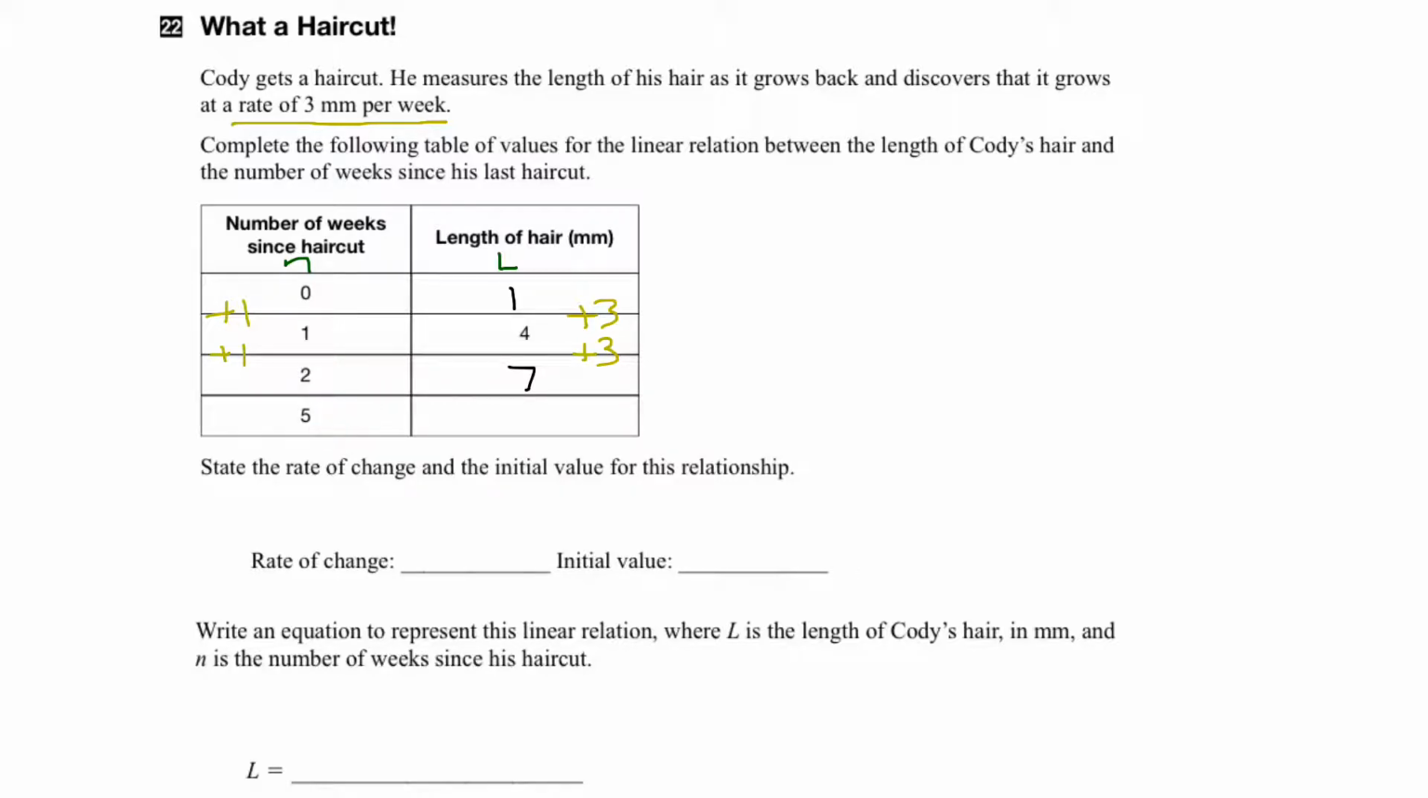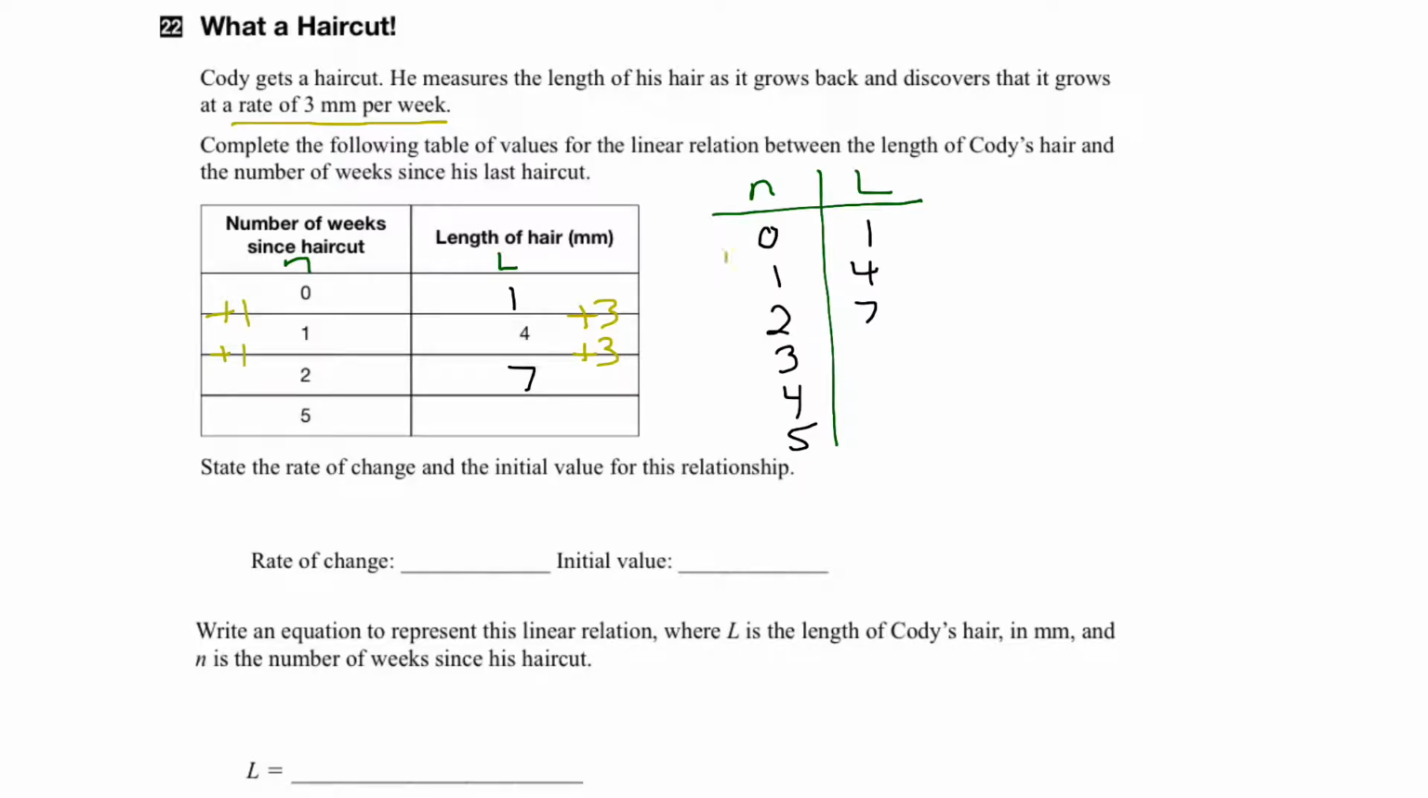One of the things we can do is create a separate side table of values and add those missing weeks in. So we could write N for the number of weeks since the haircut, and L for the length of hair in millimeters. We know right after the haircut, his hair was 1 millimeter long. After 1 week, it was 4. After 2 weeks, it's 7. So let's find out for 3, 4, and 5 weeks what the length would be.